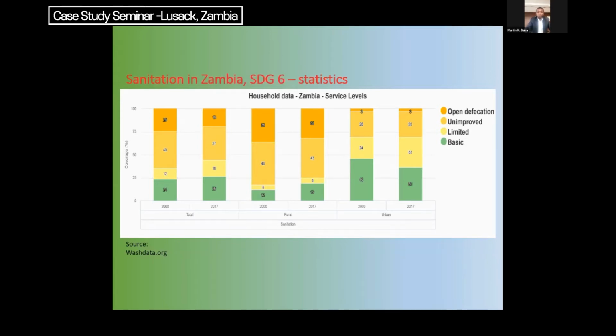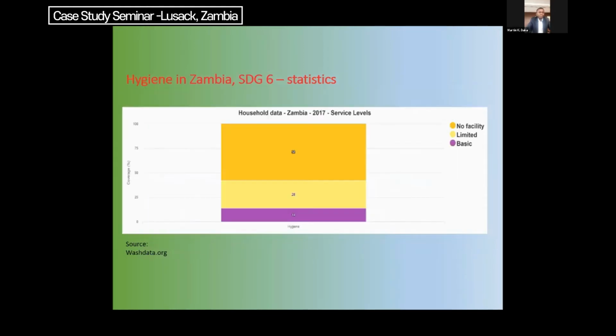But of course, we are seeking a lot more engagement between sector players and also government financing, and perhaps collaborating partner support in increasing outreach to these areas. Let's go to the next slide. All this information we will find on washdata.org.